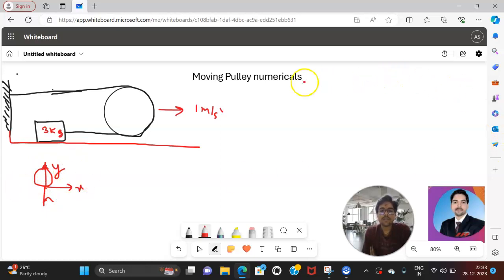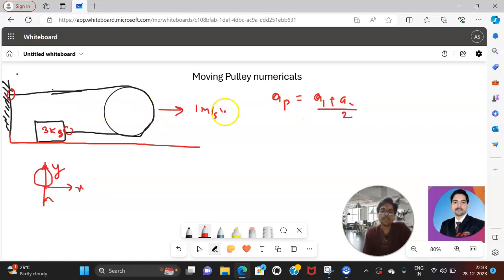Clear? Now we will apply, since the pulley is moving, one pulley, one string, and A1 and A2 are the accelerations of the end points of the string. So these are the end points of the string. Is it clear? Any doubt to anyone? Now we will apply the simple relation: AP equals (A1 plus A2) by 2. Put all the values with sign.